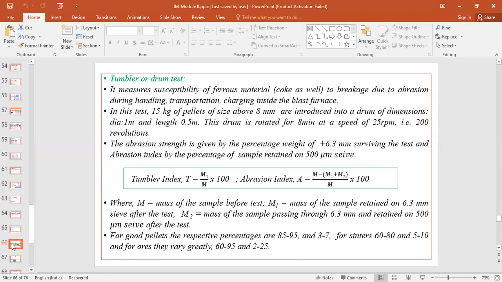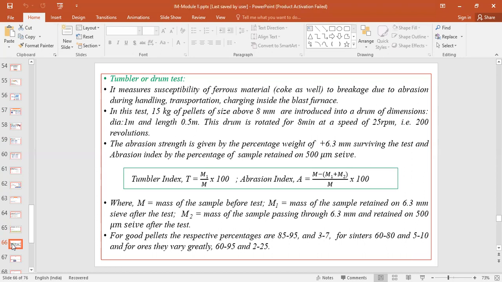When you are charging the raw material, whether it is coke or the iron bearing material, in fact, for coke also we do these two tests, the impact and abrasion index. So for pellets, we use the tumbler drum, and we do the tumbler index test and abrasion index test, which will determine the impact and abrasion resistance of the pellet.